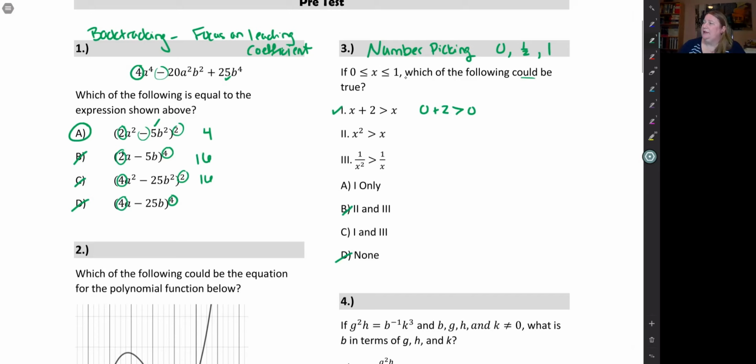Let's try x squared is greater than x. 0 squared is greater than 0? No, if it said greater than or equal to, I'd be okay, but I am not okay here. But let's see, maybe 1 would work. Again, this is telling me that 1 is greater than 1, and those 2 numbers are going to be equal, so that's not the case.